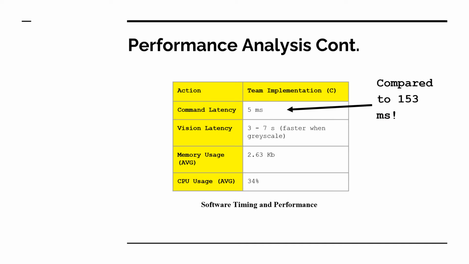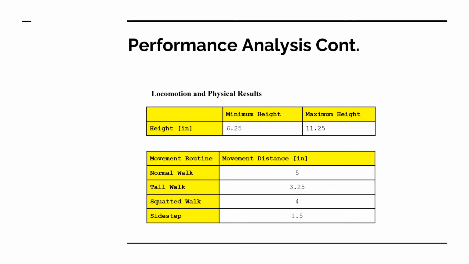One of the main metrics we wanted to gauge our success on was the efficacy of our code. As you can see here, our command latency is about 5 milliseconds, compared to the 153 milliseconds of its Python counterpart. Our vision latency, highly dependent on data type and network conditions, ranged from about 3 to 7 seconds. Our memory usage on average for the primitives was about 2.63 kilobytes, and our CPU usage on the Raspberry Pi was about 34%.